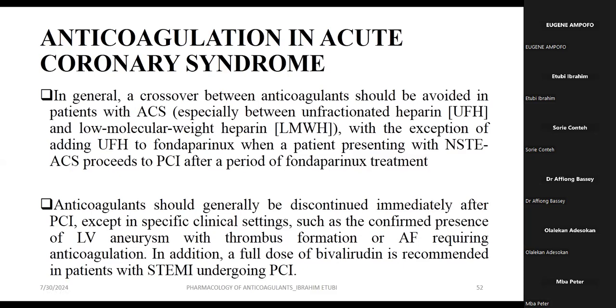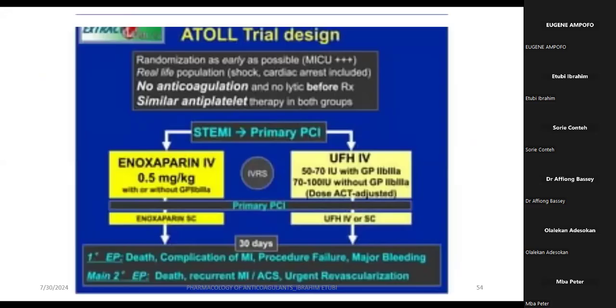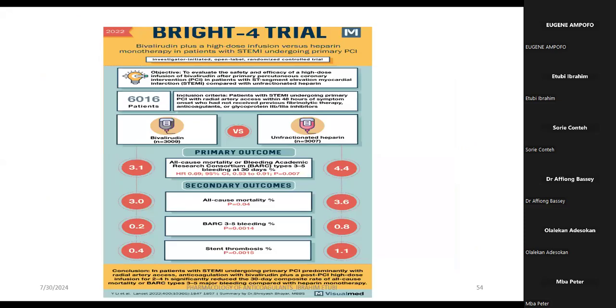Okay, and then anticoagulants should generally be discontinued immediately after PCI, except in specific clinical settings, such as the confirmed presence of left ventricular aneurysm, or you have a thrombus formation or AF requiring anticoagulation. Otherwise, after a PCI, it should be discontinued. Okay, and I'll just run through now.